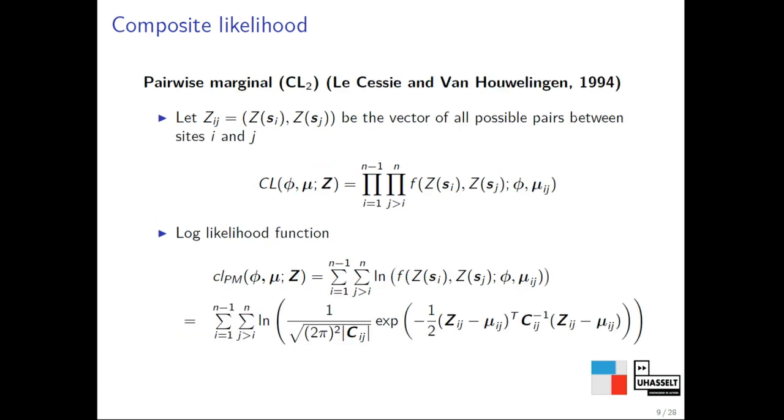And then Lesaffre and Van Houwelingen in 1994 came up with the pairwise marginal likelihood. So in essence, it's a function of different pairs of your observations. And in this case, since it's Gaussian, the pairs follow a bivariate normal. So you just do pairs, likelihoods between pairs, and your matrices are of the dimension of pairs, so it's 2 by 2 in most cases. And you just sum over all the pairs to get your likelihood function.